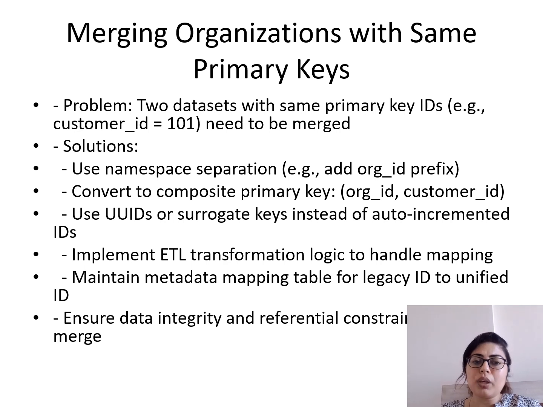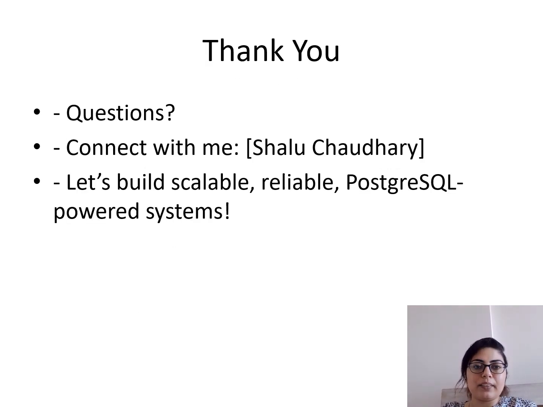You can use UUID or a surrogate key instead of auto increment IDs. Then you can implement ETL transformation logic to handle mapping. Then you can maintain a metadata mapping table for legacy ID to new ID. You should ensure that data integrity is maintained and reference constraints are preserved while doing that.